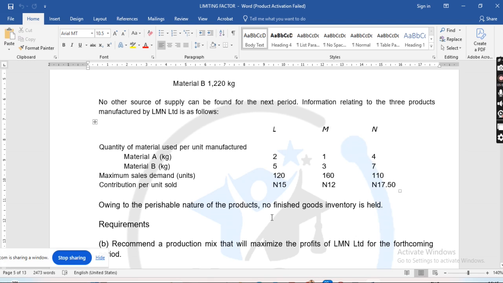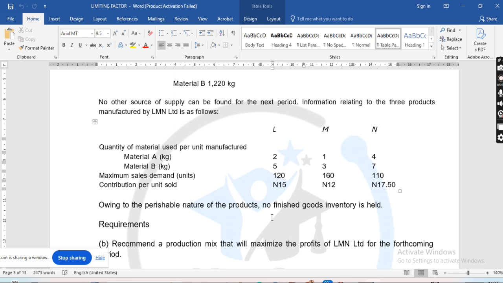Okay, it's correct. This is 2 kg per unit. You can see that we were given the quantity of material used per unit manufactured. It means that when they want to produce 1 unit, they will use 2 kg per unit. Class, when they want to produce 1 unit, they will use what?